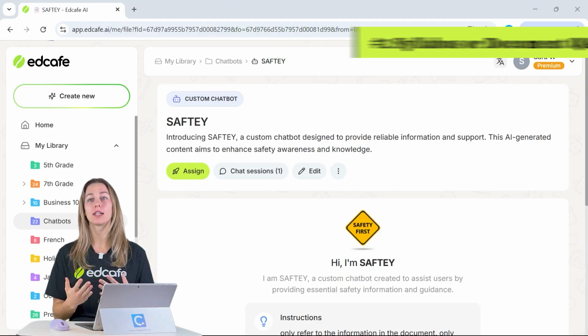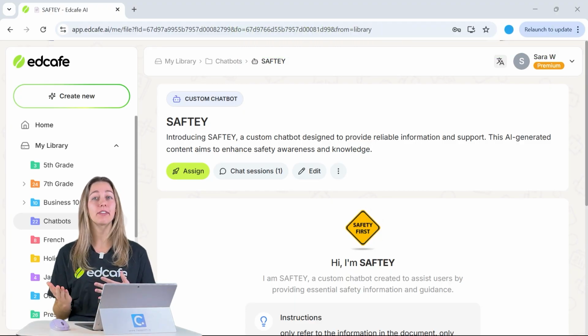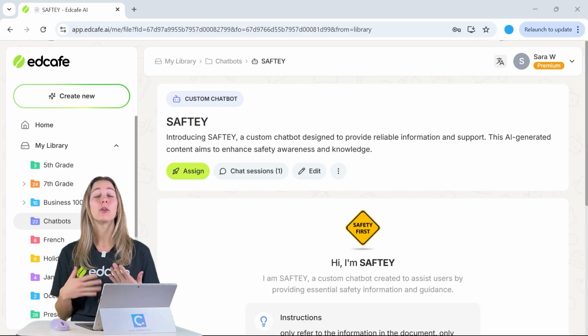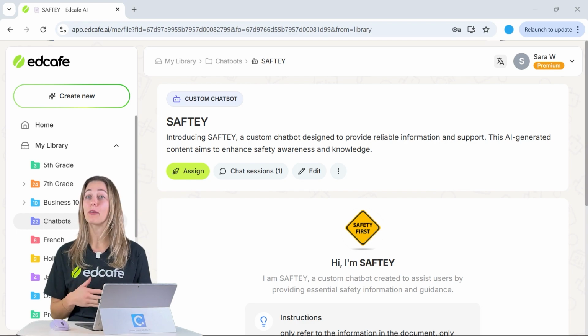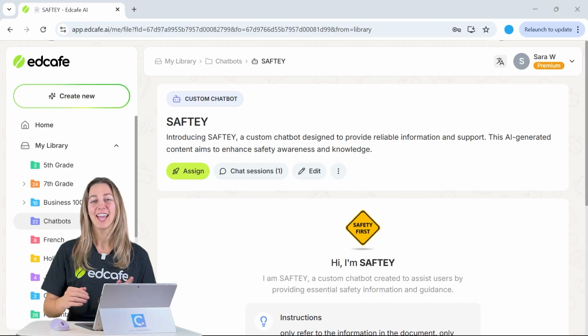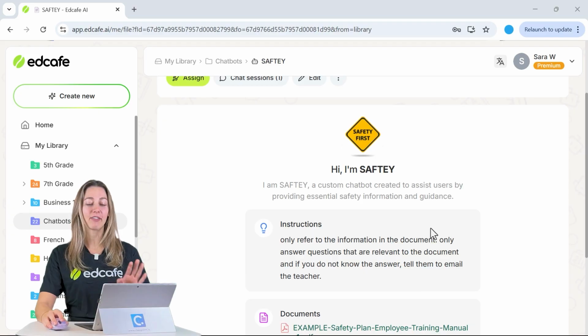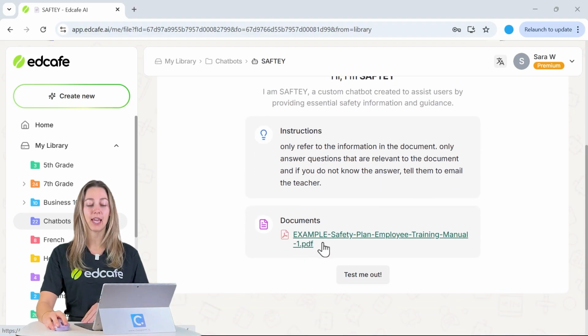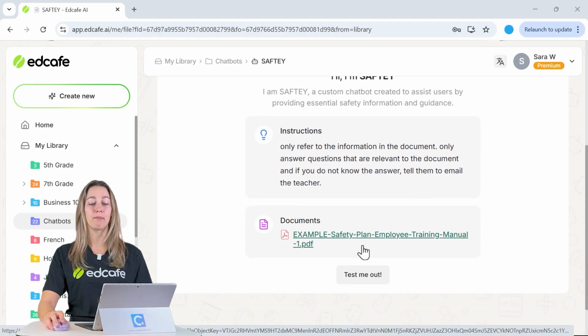Imagine a teacher who's constantly asked about the syllabus. Instead of answering the same questions repeatedly, you can allow your students to ask questions about the syllabus, classroom rules, or any uploaded document to the chatbot instead of emailing the teacher. So we can take a look here. I have a safety chatbot made with a PDF about an employee training manual.